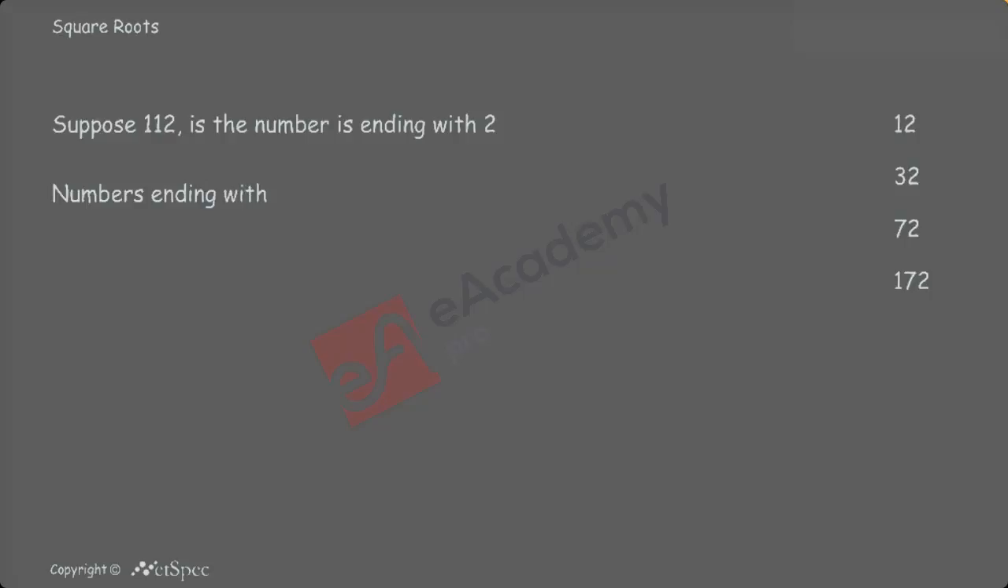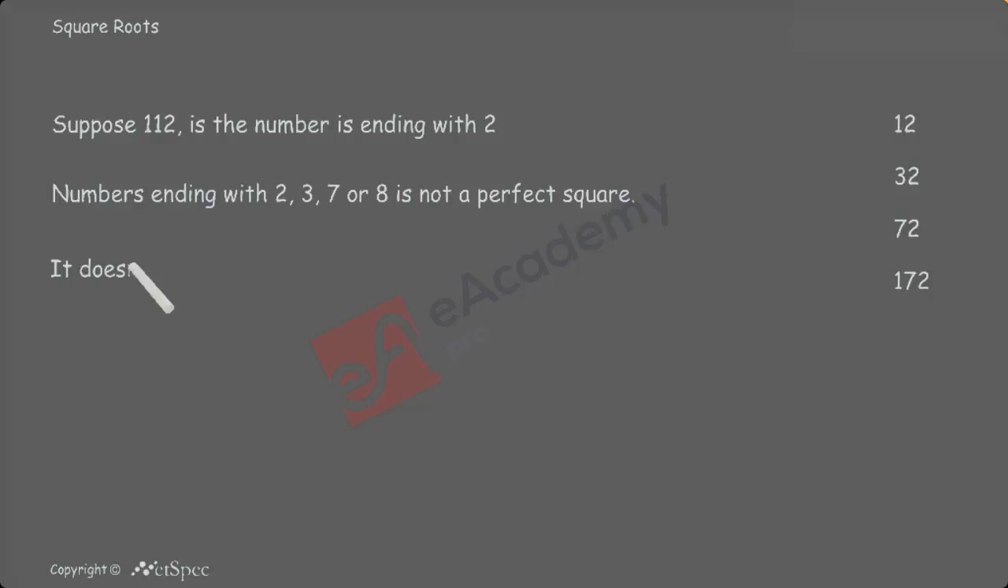Suppose 112 is the number, ending with 2. 12, 32, 72, 172. If I list the numbers like this, if the last digit is either 2 or 3 or 7 or 8, by seeing the number, we can decide it's not a perfect square.